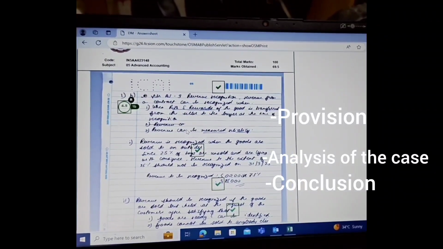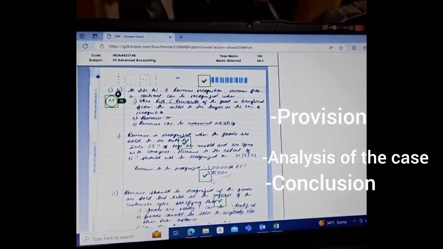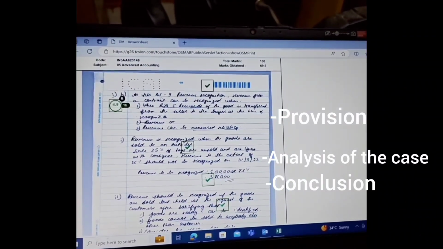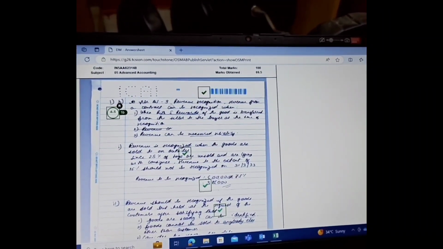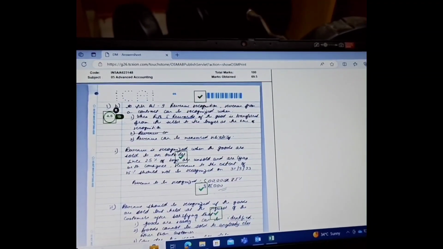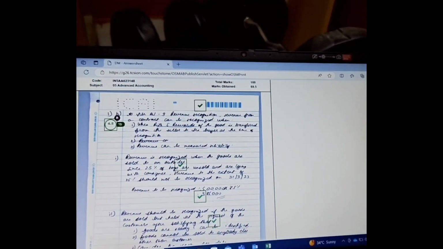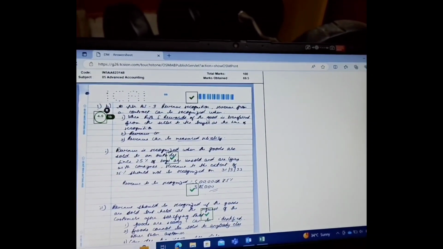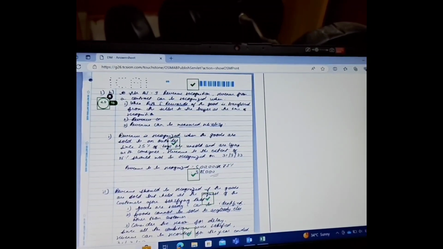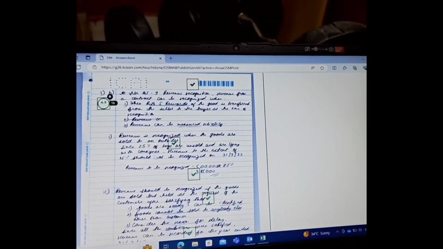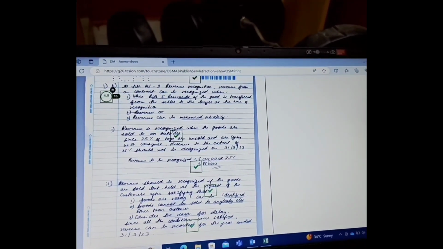So as I told, present your answers in 3 ways. First is the provision, analysis of the case, conclusion. So I wrote, always mention the AS number and the AS name, as per AS9 revenue recognition. This is how you should start your answer, whatever it is. If it's PPE, as per AS10 property, plant and equipment, whatever the provision, start your answers like that. So this is the provision of the case, and this is the analysis. That means the case study, whatever you solve, and this is the conclusion.